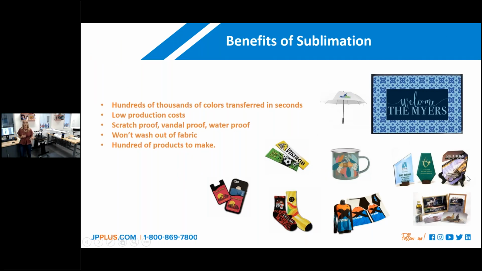And some of the benefits of sublimation, like I had kind of touched on, is it is scratch proof, vandal proof, waterproof. Folks love to use sublimation for drinkware because it's dishwasher safe. It's not going to rub out because it is completely embedded within that substrate, making it a permanent solution. The turnaround time is extremely quick. This shirt that I'm going to do today is only going to take us 30 seconds to transfer. I mean, the production cost is extremely low, so that's also a fantastic point. And then there's tons of products that you can make.